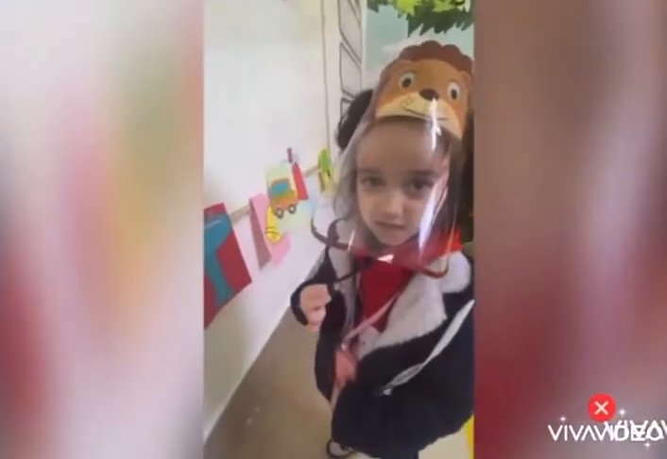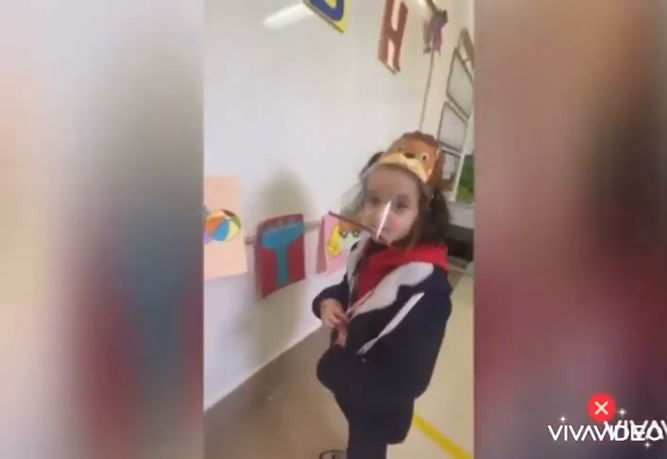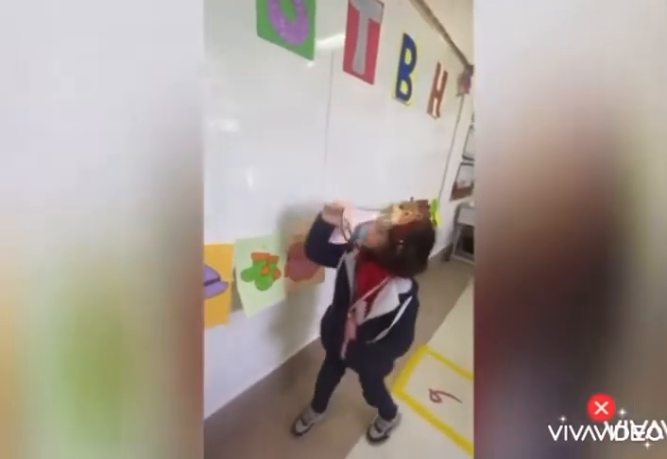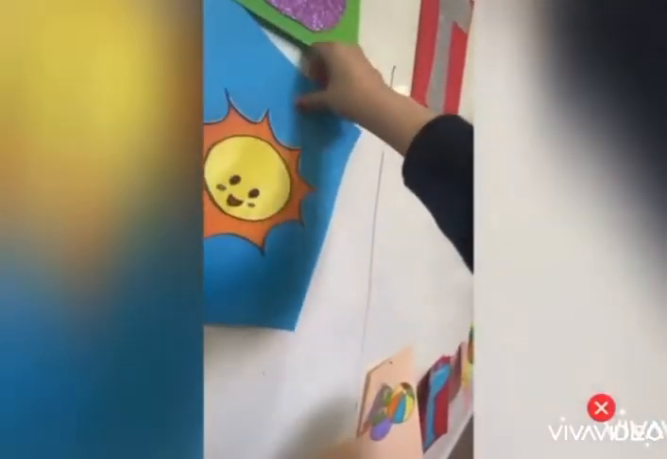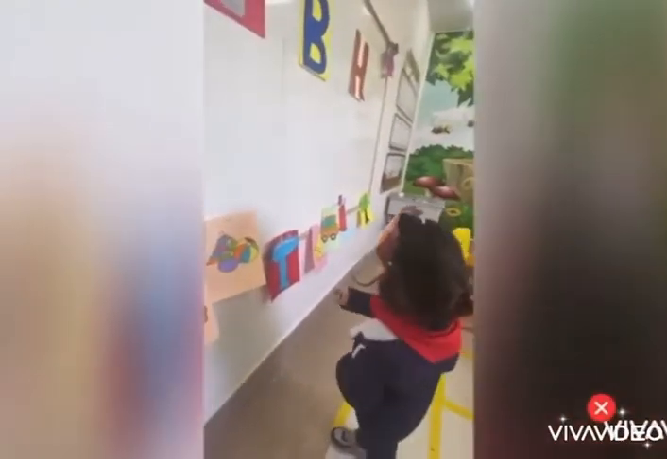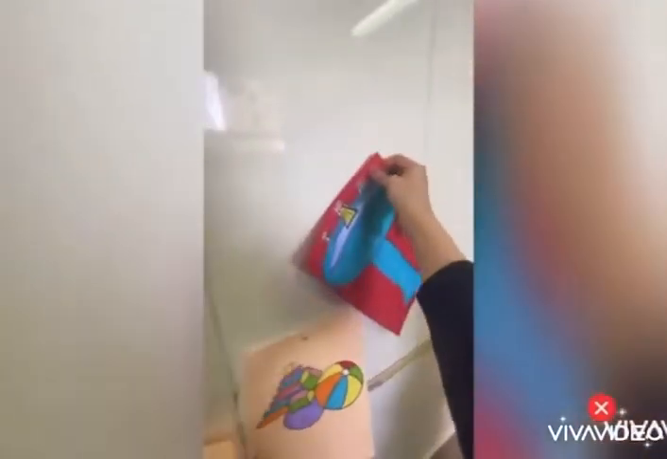Okay, what is this letter? S. S for what? Sun. Where is the sun? Very good, okay. S for what else? What is this? Sing. Excellent. S for sing.